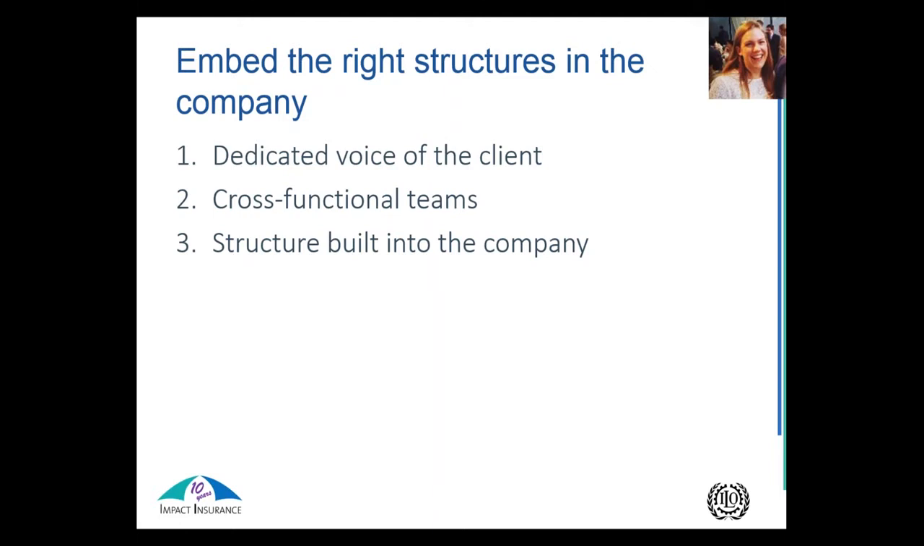So for example, AXA globally has an emerging consumers team. And when I interviewed them, they said to me, we're the emerging customers experts, we're not the insurance experts. So their role was really to be the voice of the customer and to be the expert for the whole group in understanding that customer.